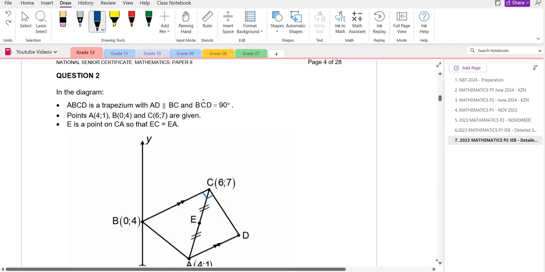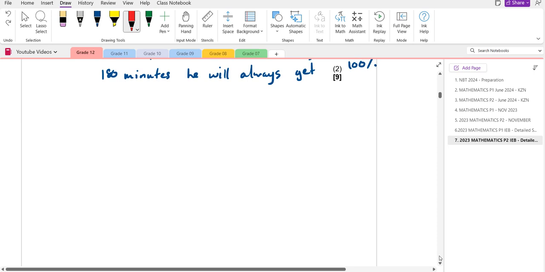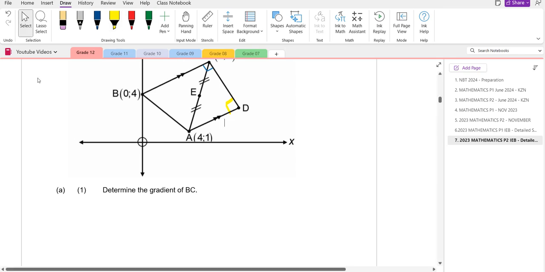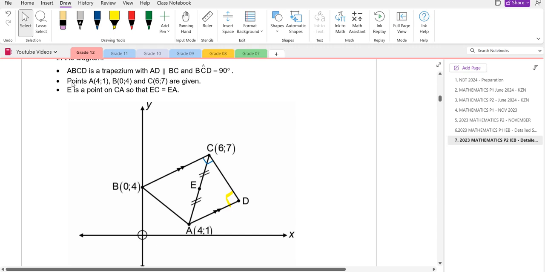Okay, this question is on analytical geometry. So what we have, ABCD is a trapezium with AB parallel to BC. We can see AD is parallel to BC. BCD is 90. Because this angle is 90, remember angle D is also 90. So let me just draw it there. What's the reason why it is 90? It is 90 because of co-interior angles, the sum of the angles is 180.